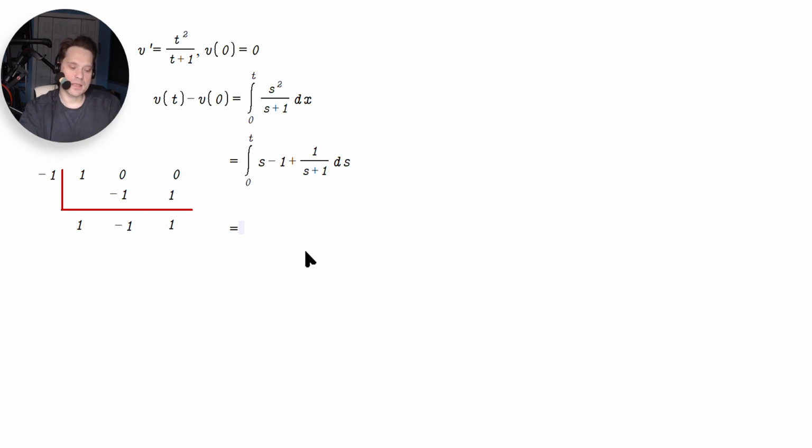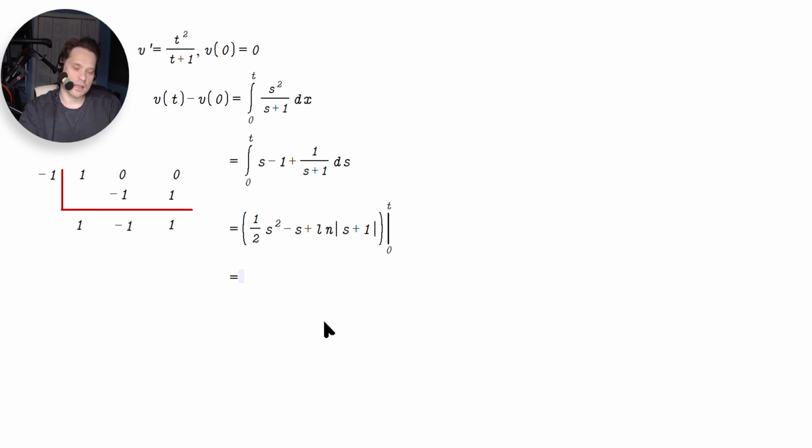Now let's anti-differentiate. So we're going to have 1/2 of s squared, like this, minus s, and then plus ln of the absolute value of s plus 1, between the limits of t and 0. There you go. Notice that here, because I'm using a definite integral, there will not be a constant c at the end. It's all built into the process.